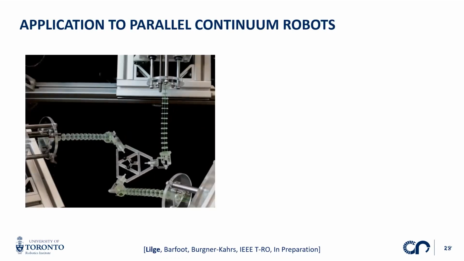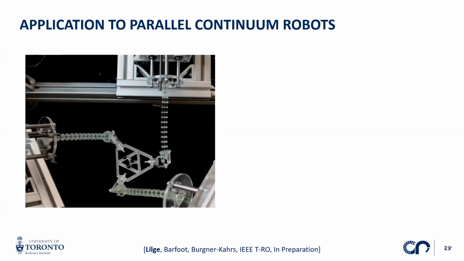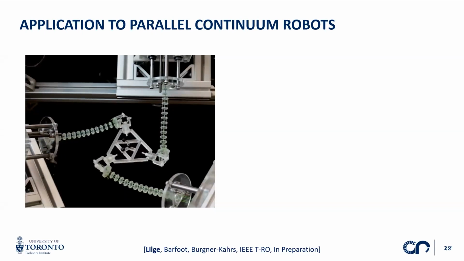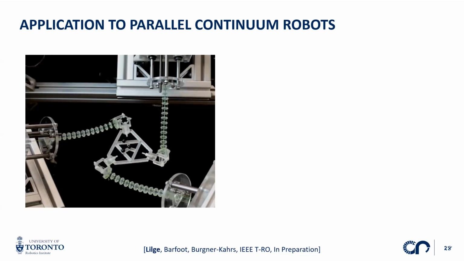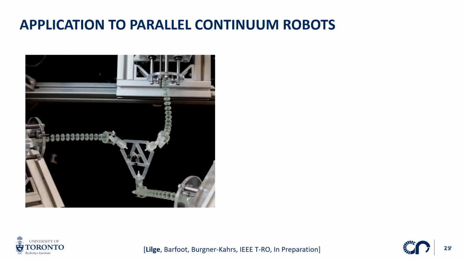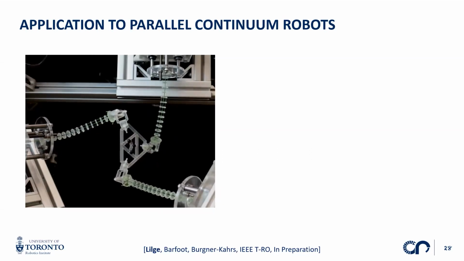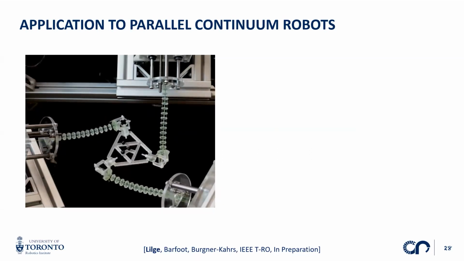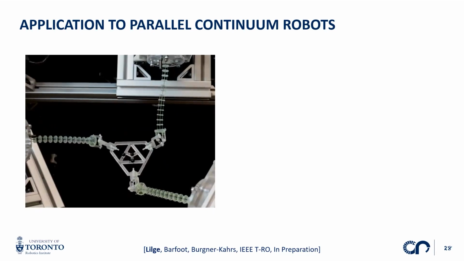So one recent thing we looked into is to apply this method to parallel continuum robots. These robots feature multiple individual continuum robots that are coupled together in this parallel structure, and it's envisioned that they work together to fulfill specific tasks. If you're interested in that, I actually gave a talk on these structures in my last talk here at the AI and robotics seminar. So if you want to know more about that, you can check this out.